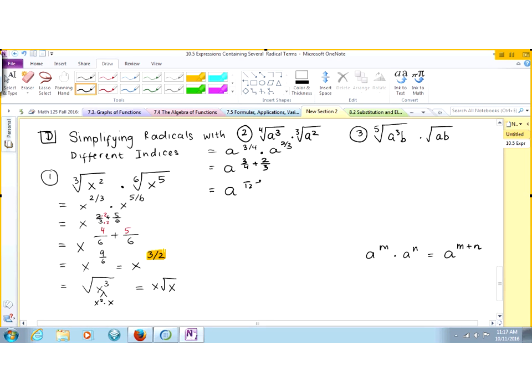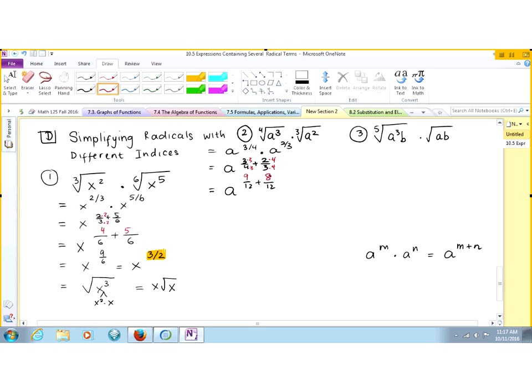So what's the LCD? 12. So a 12 plus 12. Again, this is not intermediate algebra, right? This part is pre-algebra. So multiply by 3, multiply by 3. So 9 over 12. How about this? 4 times 4. So this is 8 over 12.